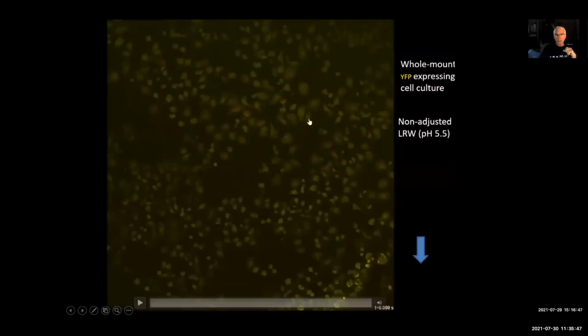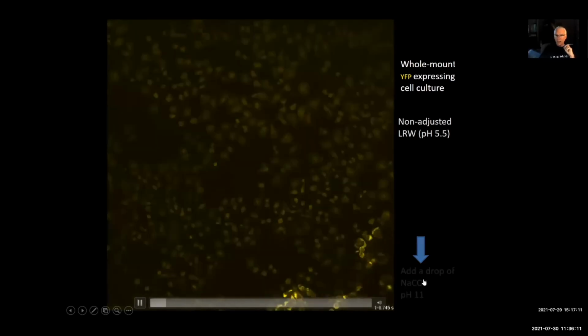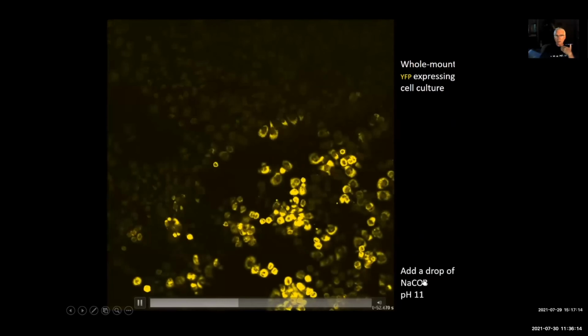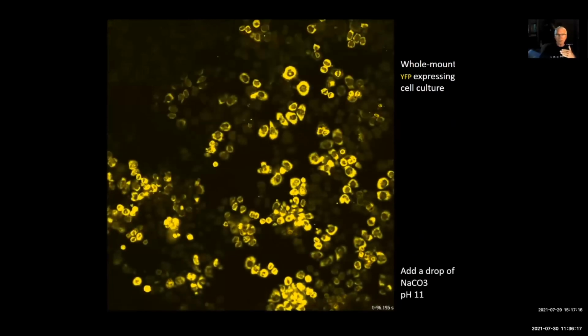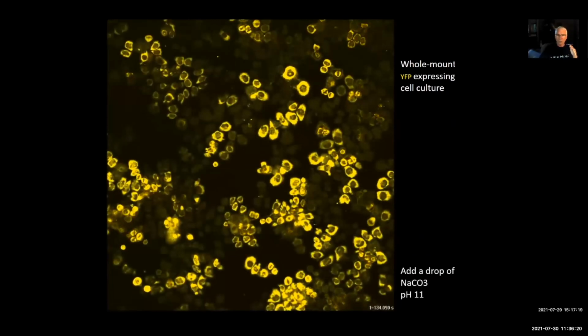So as we looked at these cultures and tried to understand how we might be able to recover the fluorescence intensity, here is a whole mount of these YFP expressing rat chondrosarcoma cells underneath the coverslip. So they're wet and underneath the coverslip. They're actually in LR white. Now, if we then add just a drop of sodium carbonate at pH 11, we see that as that diffusion front goes through and underneath the glass and exposes a higher pH to these cells, they immediately fluoresce.